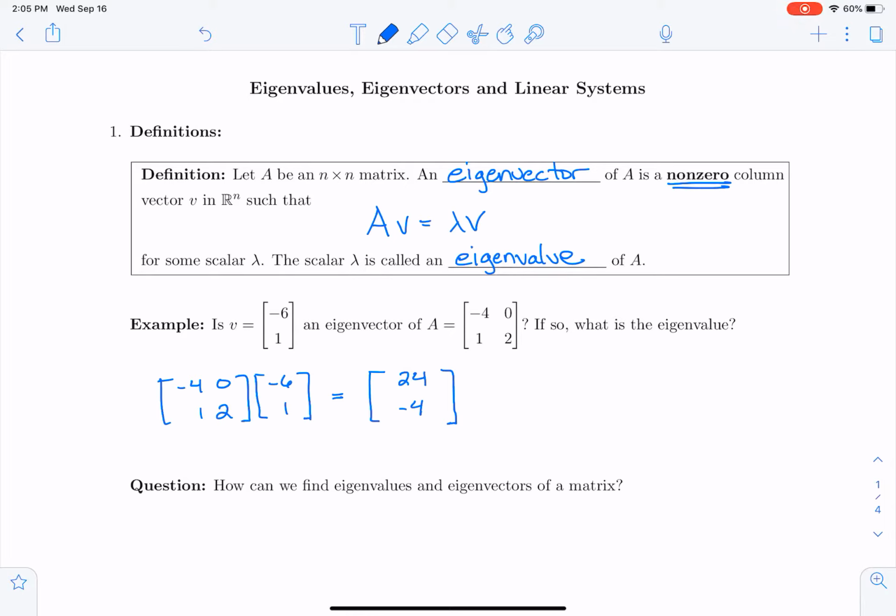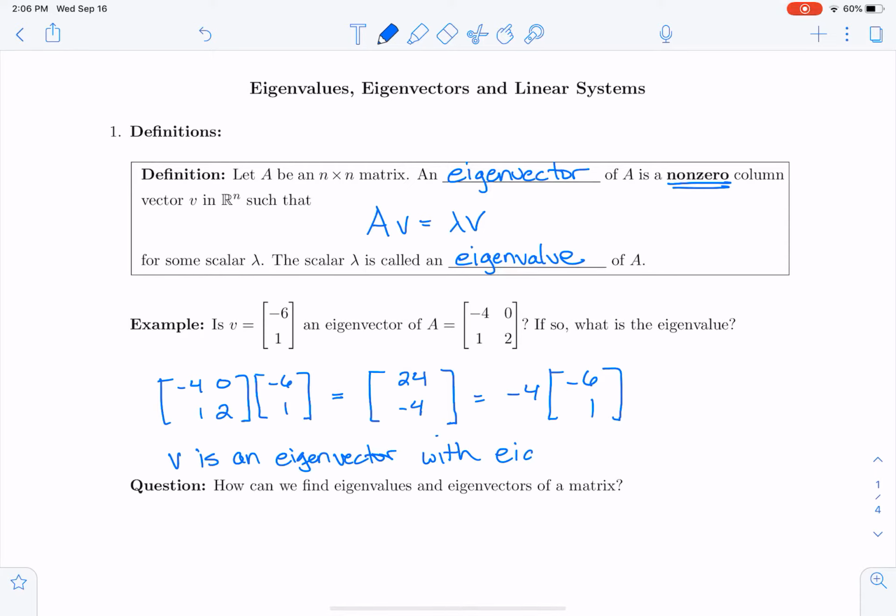And then the question is, is that a multiple of the vector that we started with? Well, in fact, it is. It's -4 times the vector -6, 1. And so, yes, V is an eigenvector. And then the eigenvalue is the multiple, which is lambda. So in this case, lambda is equal to -4. So now we see that such vectors do exist and such eigenvalues can exist.